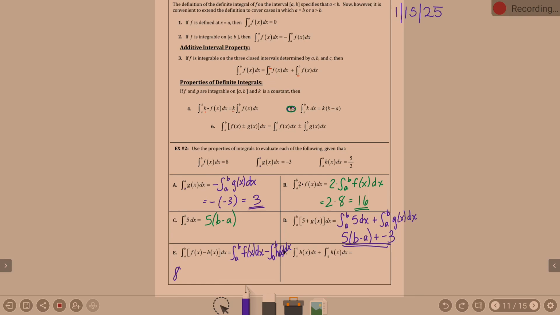Okay. So then we're at 8 minus 5 halves. Can you make the 8 a 16 over 2? You can. So 16 halves minus 5 halves is going to make it 11 halves. Also, obviously, if you end up going a decimal route, 5.5. But there's definitely something to be said for staying in the fractions and remembering how to stay in the fractions.